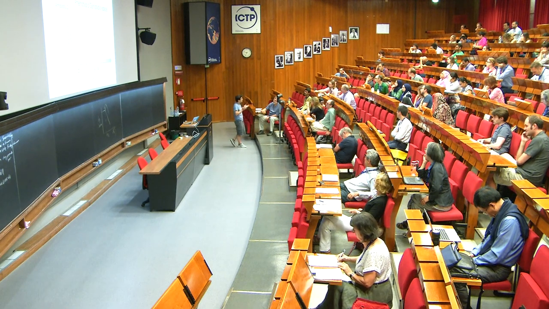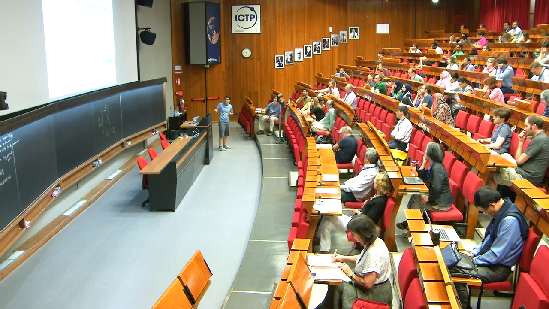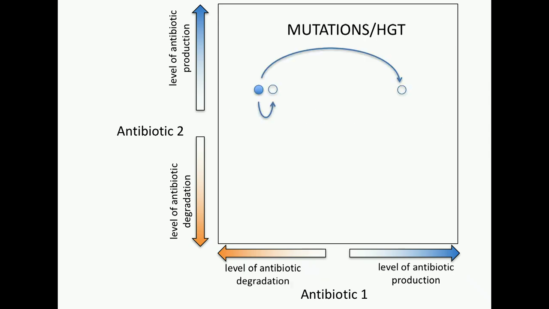Yes, I deliberately assume that because that allows me to have one dimension per antibiotic. Otherwise, I have more dimensions and it becomes more complicated. But we assume that you cannot, for example, produce and degrade antibiotics. You cannot have an efflux pump and be a degrader. That's simply to reduce the complexity of the problem. But you agree now that we have some interesting stuff. In the next step, I can relax this and see if this all still works if I relax that assumption. I haven't done that.